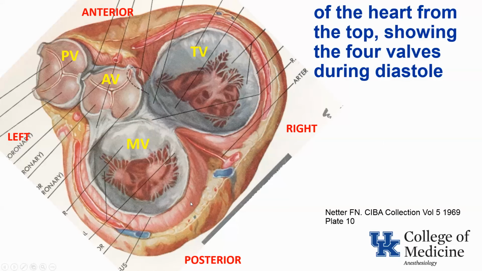This is a view from the top showing the valves of the heart. The front is here and the back is here. A tricuspid valve with the anterior, posterior, and septal leaflets, and the mitral valve with the anterior leaflet and the posterior leaflet. Here are the pulmonary and aortic valves. Remember, the right coronary cusp is directly anterior. The left is left posterior lateral, and the non-coronary is right posterior lateral.